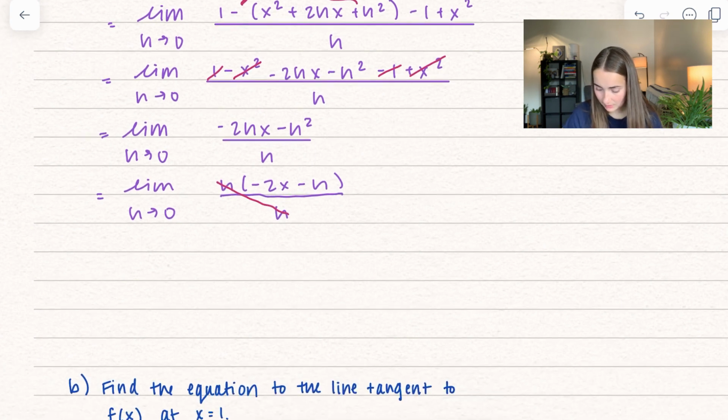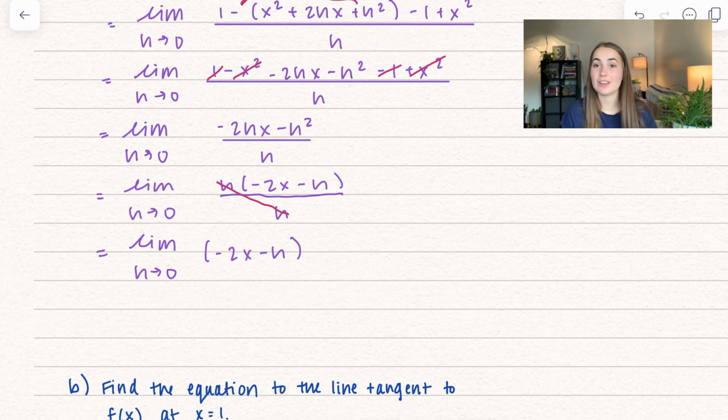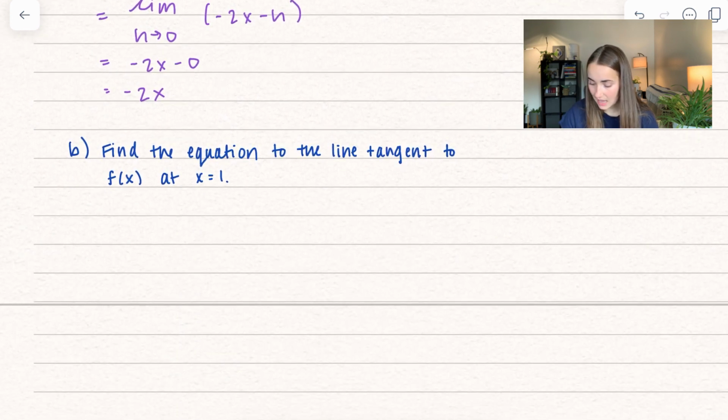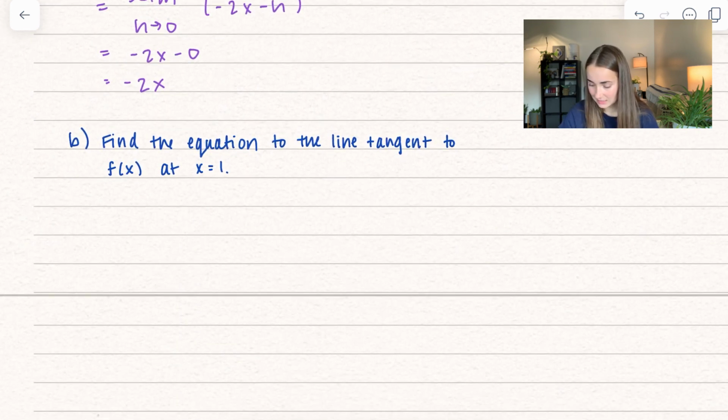So I'm going to rewrite my limit. I got rid of my issue, and now I can go ahead and use direct substitution. So I'm going to plug in that value of 0, negative 2x minus 0, which is equal to negative 2x. So this is the function to find the slope of the tangent line at any single point. And we're going to go ahead and use that to find the equation at x equals 1.